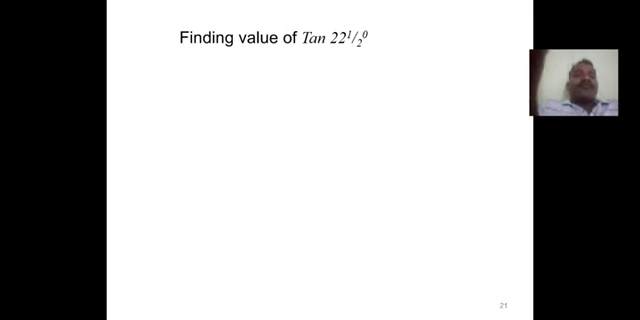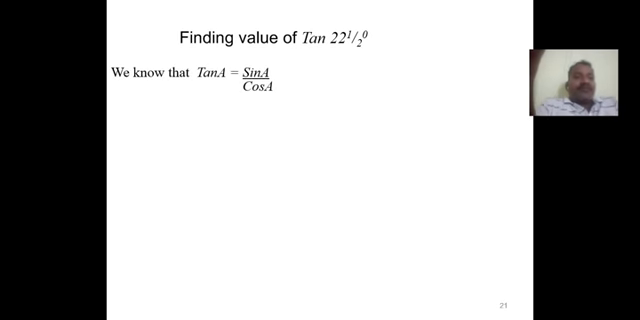Now for finding the value of tan 22 and a half. Tan 22 and a half is sine 22 and a half by cos 22 and a half. I repeat once again, cos 22 and a half value is square root of root 2 plus 1 by 2 root 2. Sine 22 and a half is square root of root 2 minus 1 by 2 root 2.